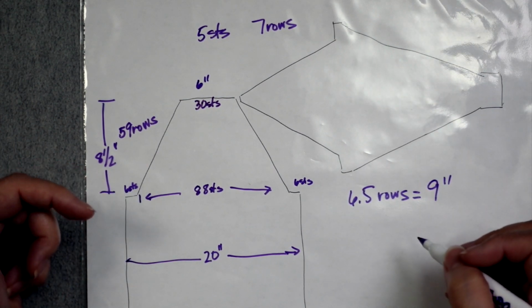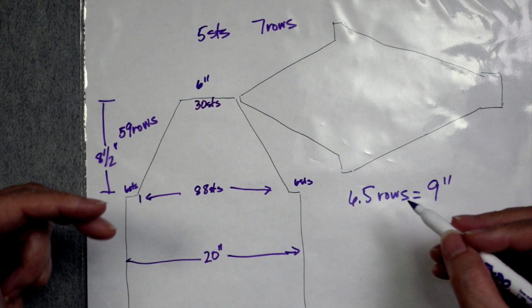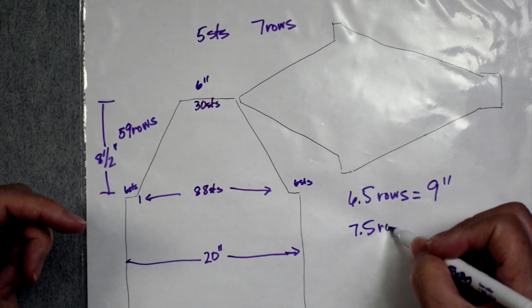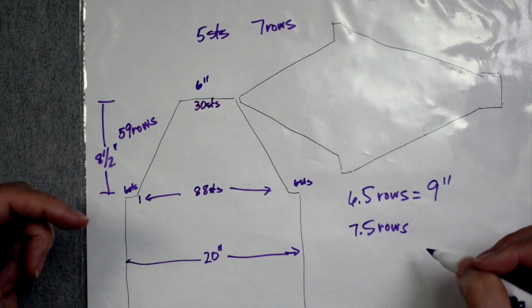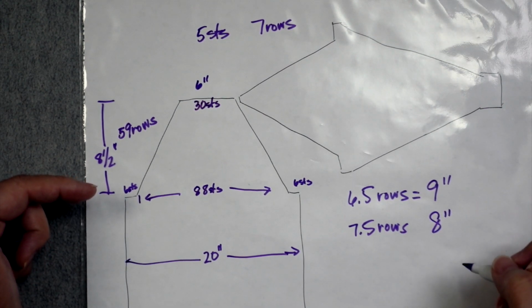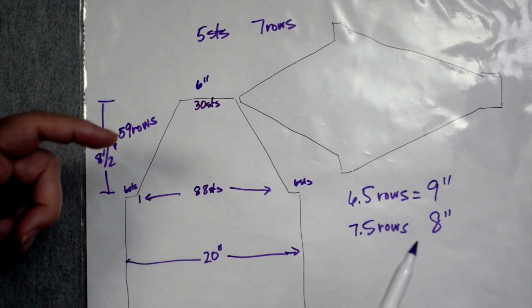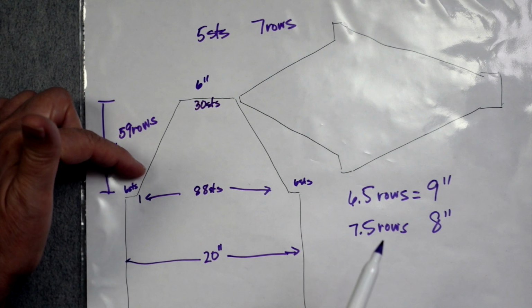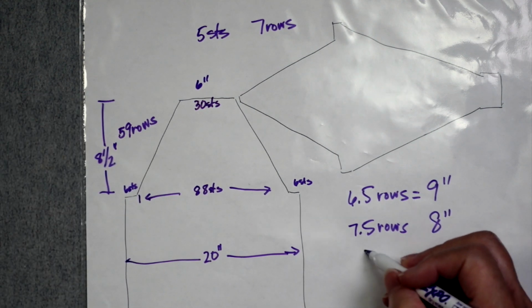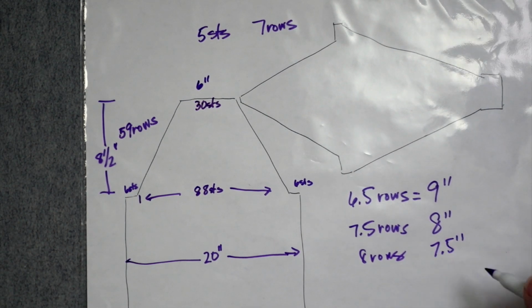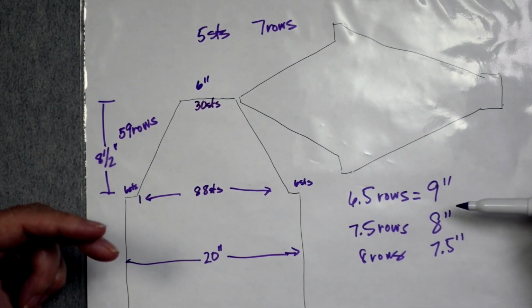If you had more rows per inch than what the pattern stated, like if you had 7.5 rows per inch, you'd end up with an armhole that was 8 inches deep. So it would be 1/2 inch too short because you would have finished all your increases before you got to the final depth. If you had even more rows per inch, like 8 rows per inch, it would be only 7.5 inches deep. It could be a significant difference.